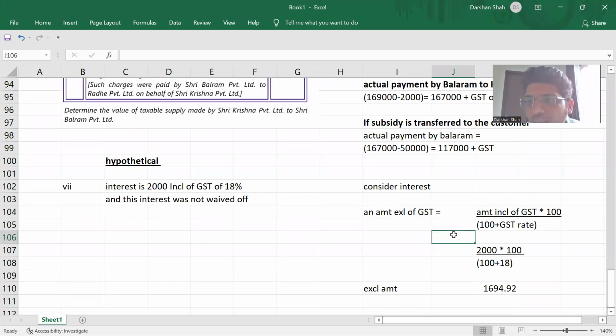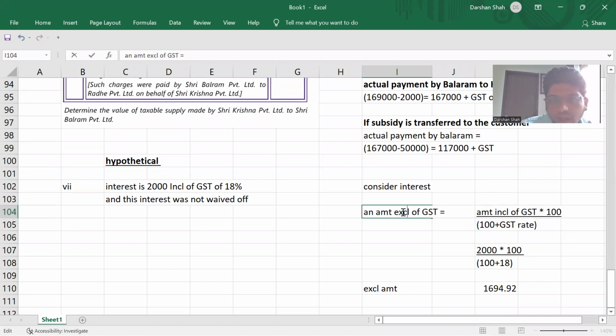Whenever there is an amount that we want to consider, but that amount is inclusive of GST, you can just apply this formula and calculate the amount exclusive of GST. Our taxable value cannot include GST. So if any amount is given inclusive of GST, convert it to an amount exclusive of GST. And this is the formula for that.